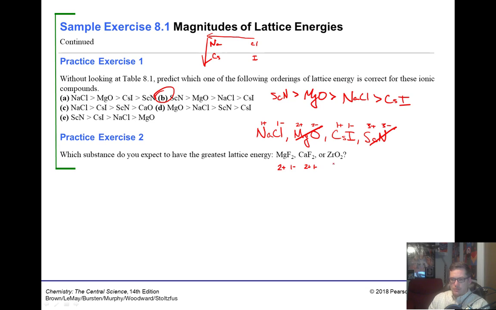And the zirconium would have to be, well, the oxygen is 2- and there's 4, so this would have to be 4+. All right, so I would expect zirconium oxide to have the biggest because it's got the biggest charge. All right, it's got the 4+, 2-.